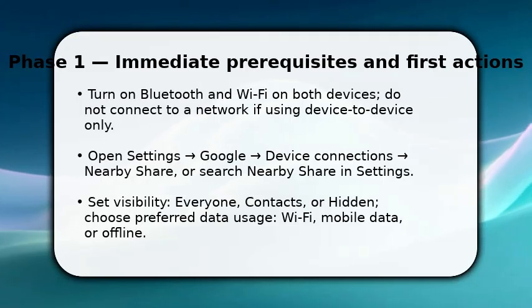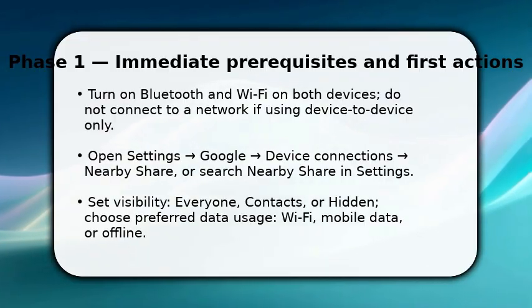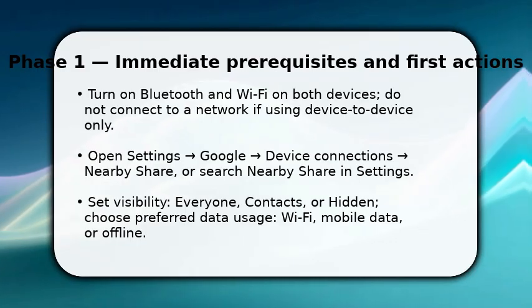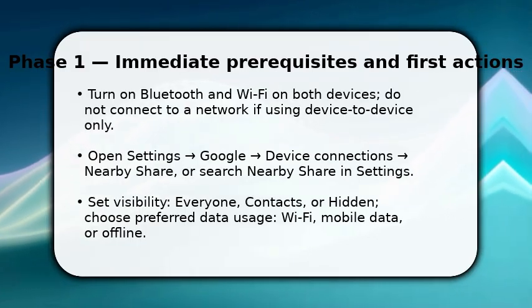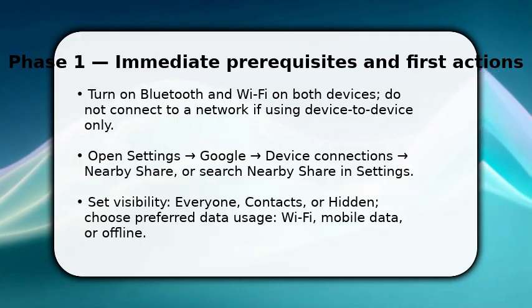You start by enabling the radios that Nearby Share needs, Bluetooth and Wi-Fi. Once done, open Settings and go straight to Nearby Share under Device Connections. That brings up visibility and data options.